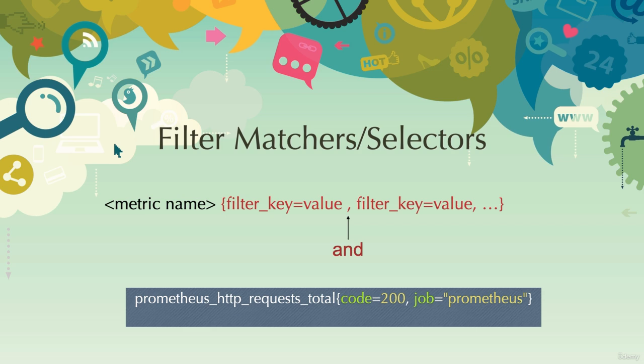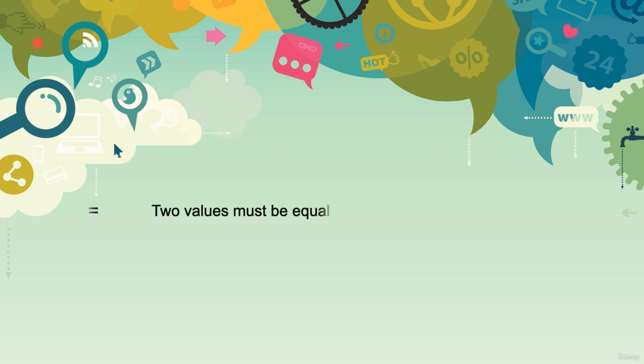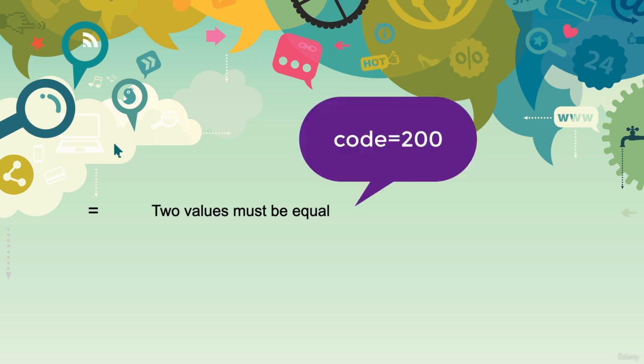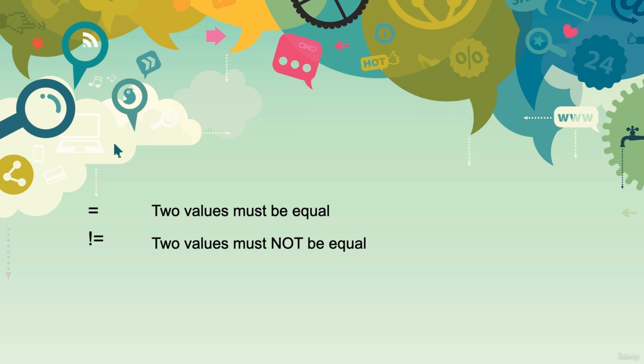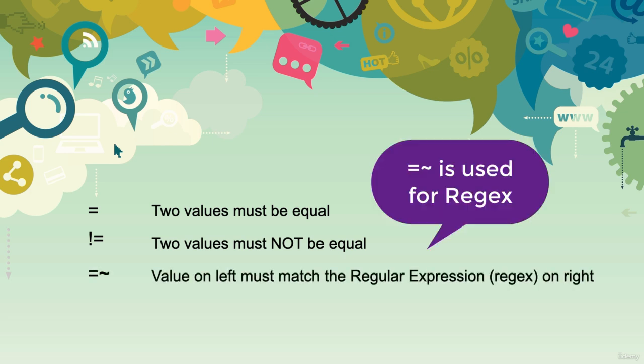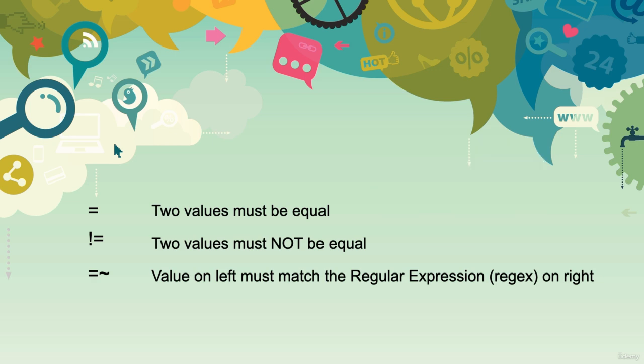When you write the filter matcher or filter selector, you can use these operators. You can use equal, which means that two values must be equal. For example, code equal to 2, we saw that. You can use not equal, exclamation and equal, which means two values must not be equal. Equal and a wavy character means that the value on the left side of the operator must match the regular expression that you provide on the right side. So this is for text and string matching.